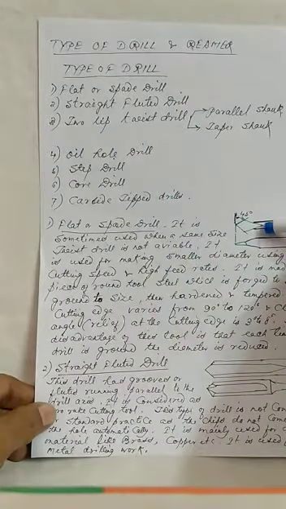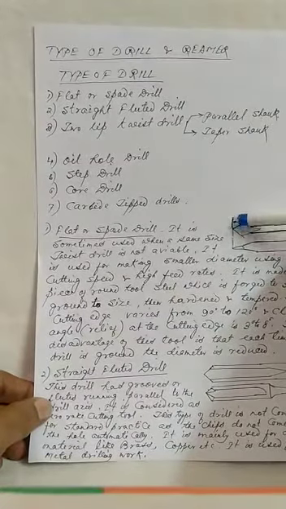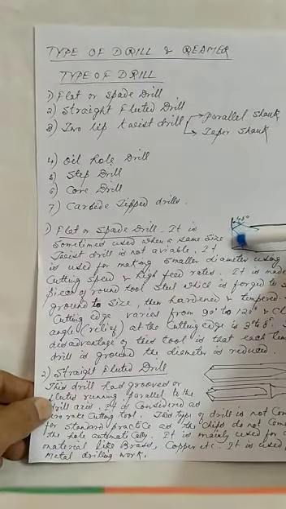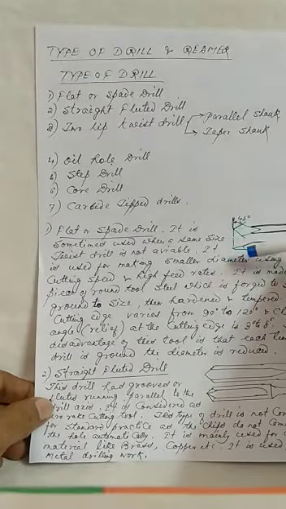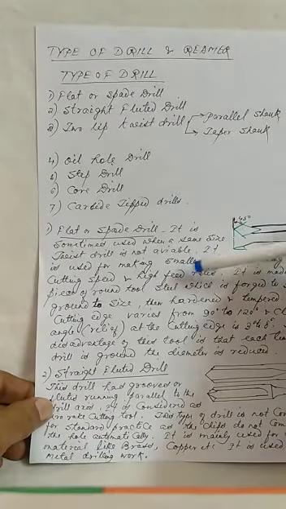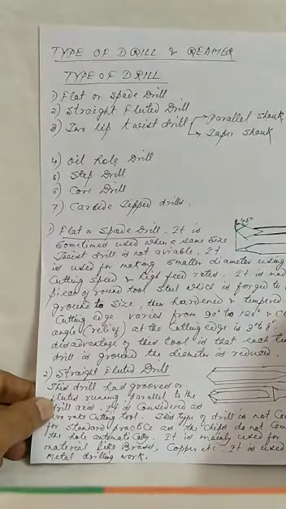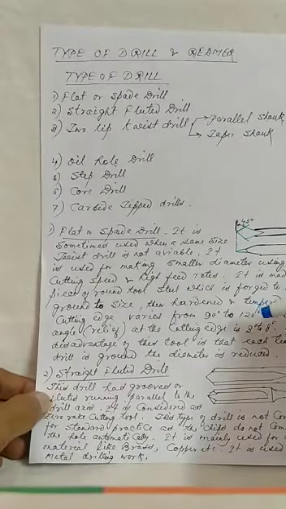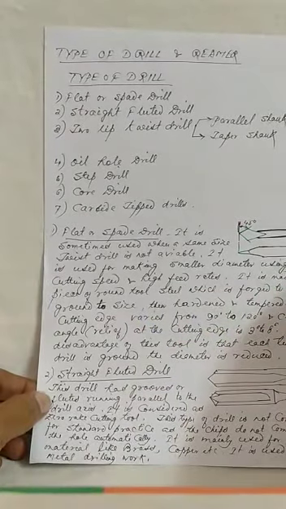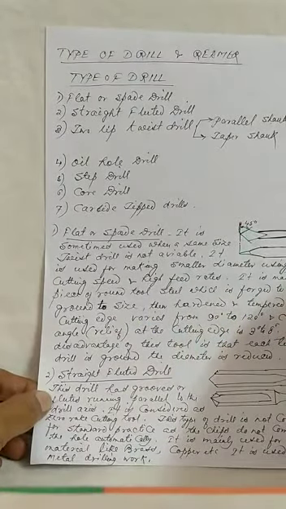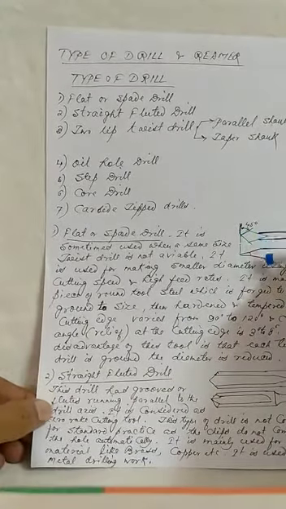Flat drill. Here I am showing you this included angle. This angle is 45 degrees. These are the two views. This is the cutting point, and it is sometimes used when a same-size twist drill is not available. It is used for making smaller diameter holes using low cutting speed and high feed rate. It is made by the forging process, shaped, ground to size, then hardened and tempered. The cutting edge varies from 90 to 120 degrees, and the clearance angle, the relief angle at the cutting edge, is 3 to 8 degrees. This is a flat or spade drill.